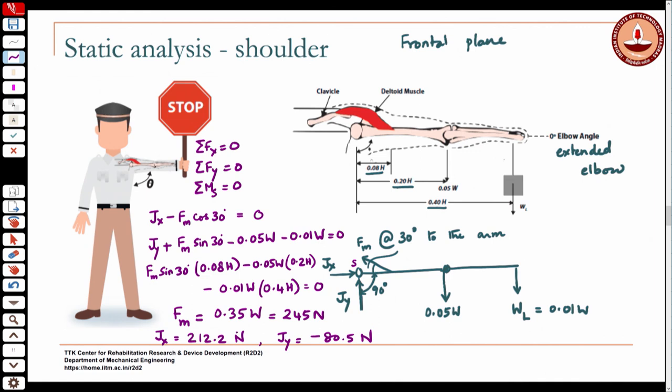Now, the muscle is exerting a force that is about 35% of the person's body weight, which is a fairly high force for the muscle to exert. After a while, the person finds it hard to keep it in this extended position, and slowly the arm sags. The person brings that load closer to the midline of the body.